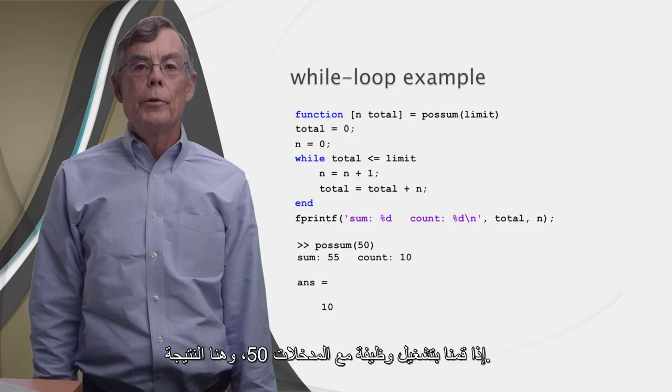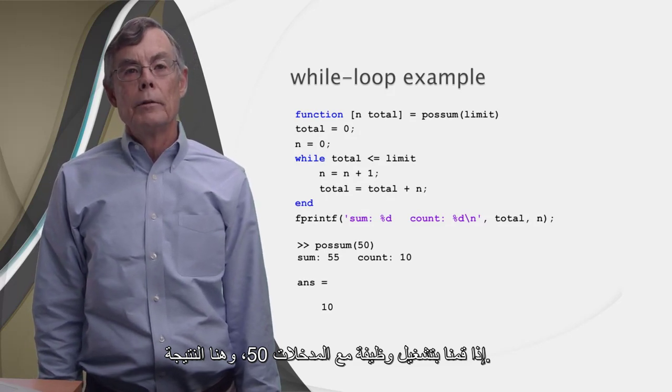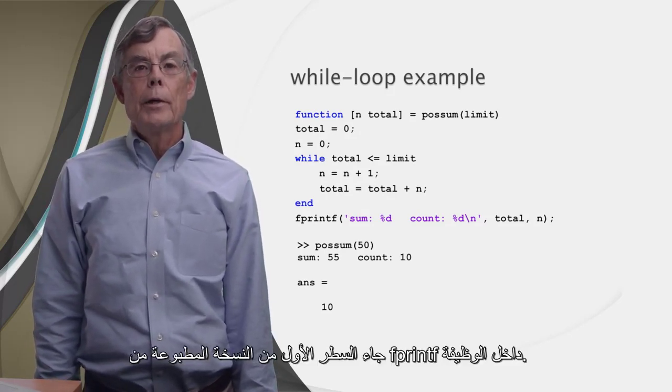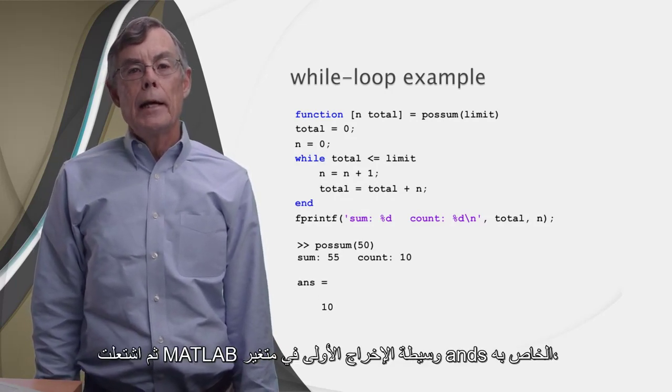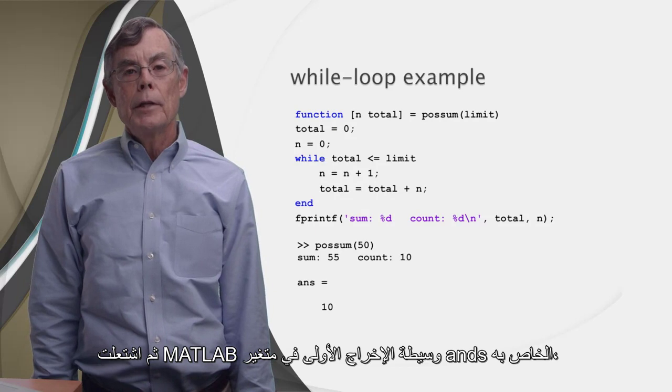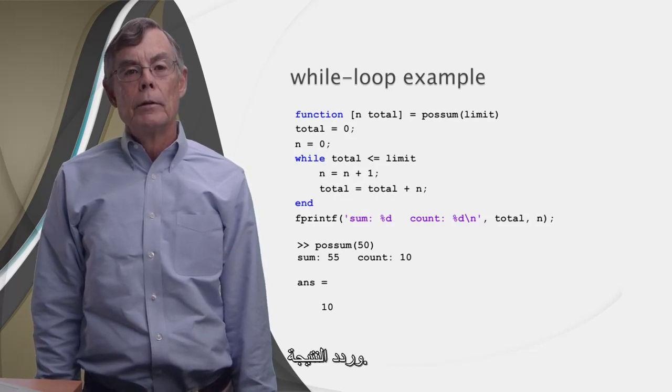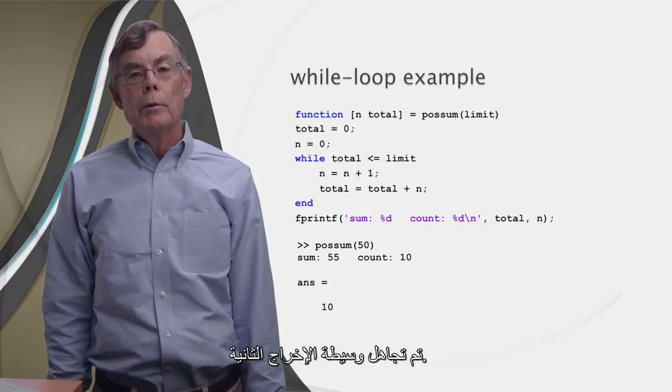If we run the function with the input 50, here's the result. The first line of the printout came from the fprintf inside the function. Then MATLAB caught the first output argument in its ans variable and echoed the result. The second output argument was discarded.